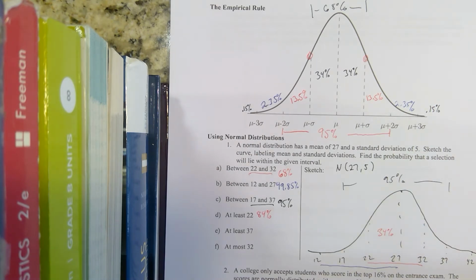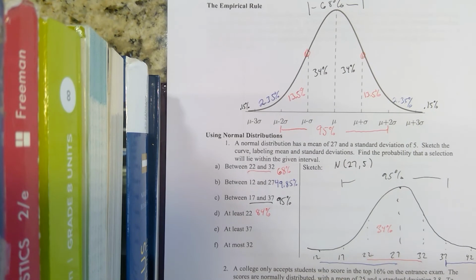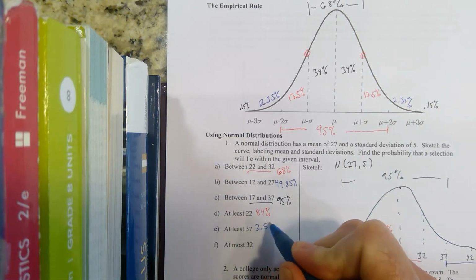Okay. All right, next, at least 37. So at least 37, that's from here over. Okay. Again, there's more than one way to do it. I could just add up these two numbers, or I could do 100% minus all of those. There's always lots of ideas on how you could do it. The way I'm going to do it is I'm going to say, well, this is 2 standard deviations. And if I go to the right, I've just got these 2 bits to add together. That seems fast to me. So that's 2.5%.